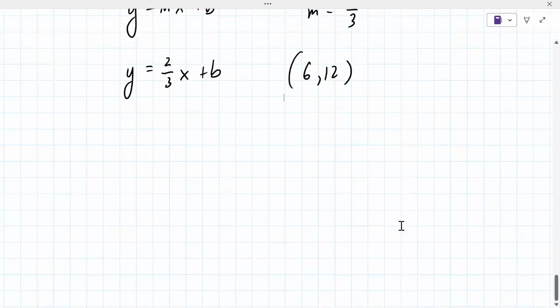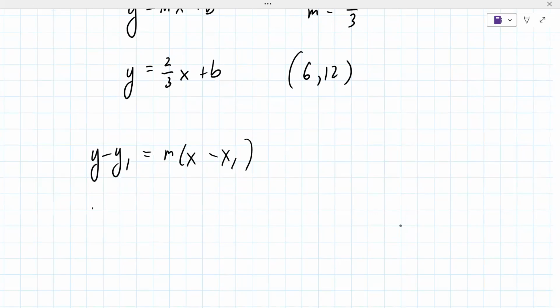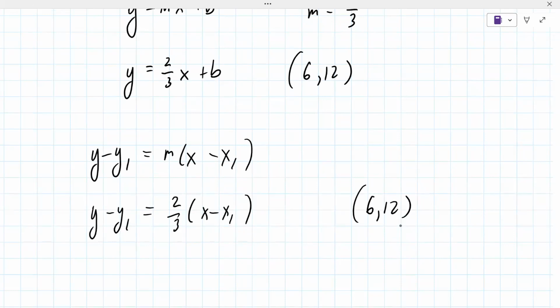I think she is using point-slope form, and yeah, it worked. You just have to do a bit more. You get y minus y1 equals slope 2/3 times x minus x1, but you still have to put the ordered pair in, 6 comma 12.